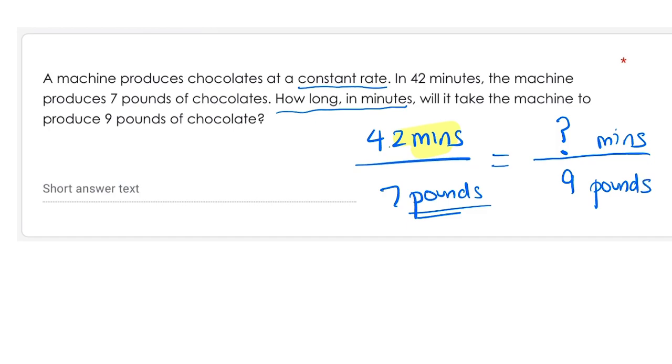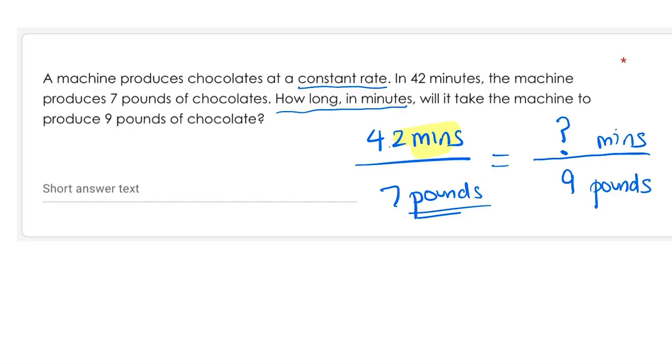Before I even start to solve, I want to make sure my answer makes sense. So if it takes 42 minutes to make 7 pounds, it better take more than 42 minutes to make 9 pounds, right? I'm making more chocolate, so obviously it's going to take me more minutes. So just keep that in mind and make sure your answer ends up being a number that's more than 42, because if it's not, it doesn't make any sense, okay?